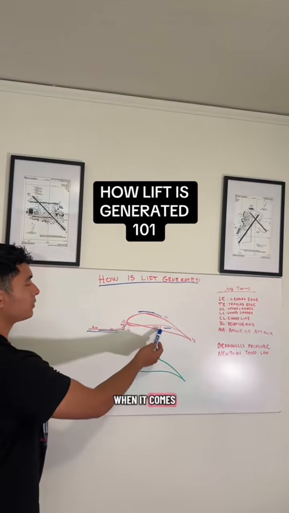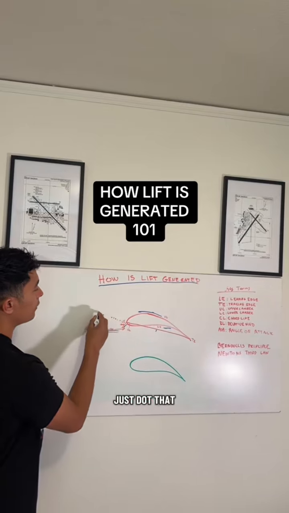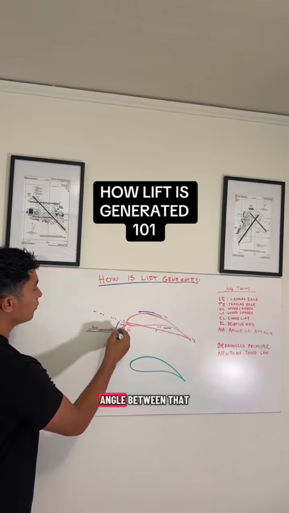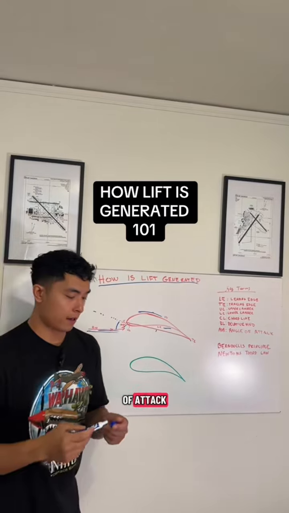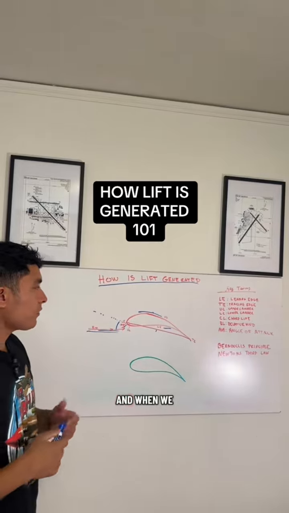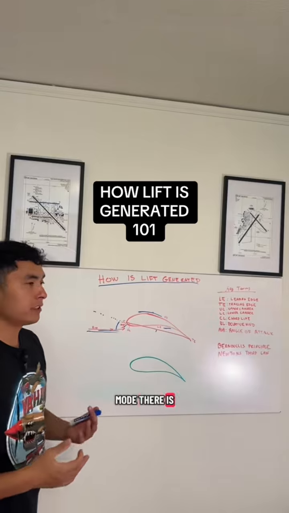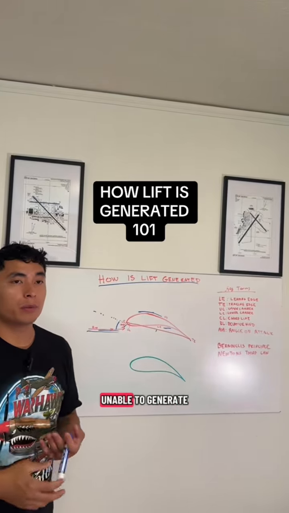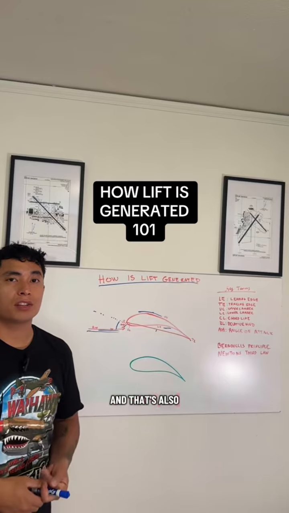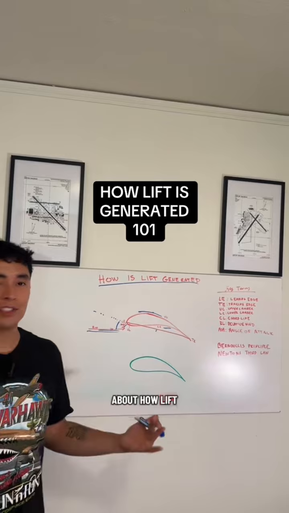Well, when it comes to our chord line, right, let's just dot that out here. That angle between that relative wind and that chord line is going to be our angle of attack. And when we talk about angle of attack, there is a specific degree of angle of attack at which we're unable to generate sufficient lift, and that's also called our critical angle of attack. So let's talk about how lift is generated now.